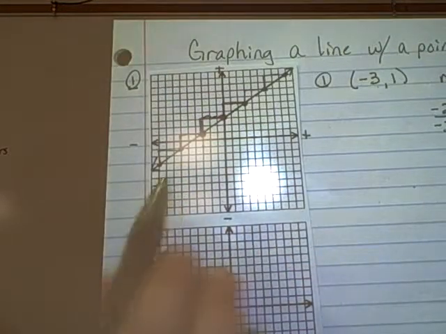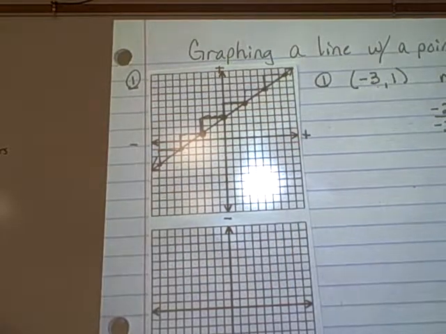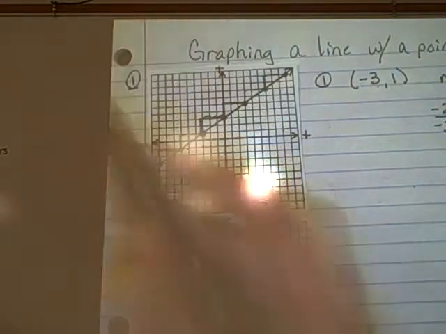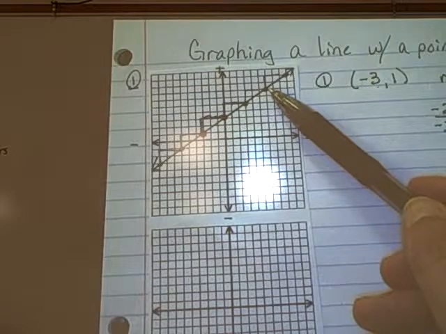Okay, when you graph your lines, you have to have at least 3 points. I don't care if you go all the way across the graph. Your line needs to go across the graph, but you need to have at least 3 points somewhere on that line. Okay, after 3 points, you can stop.